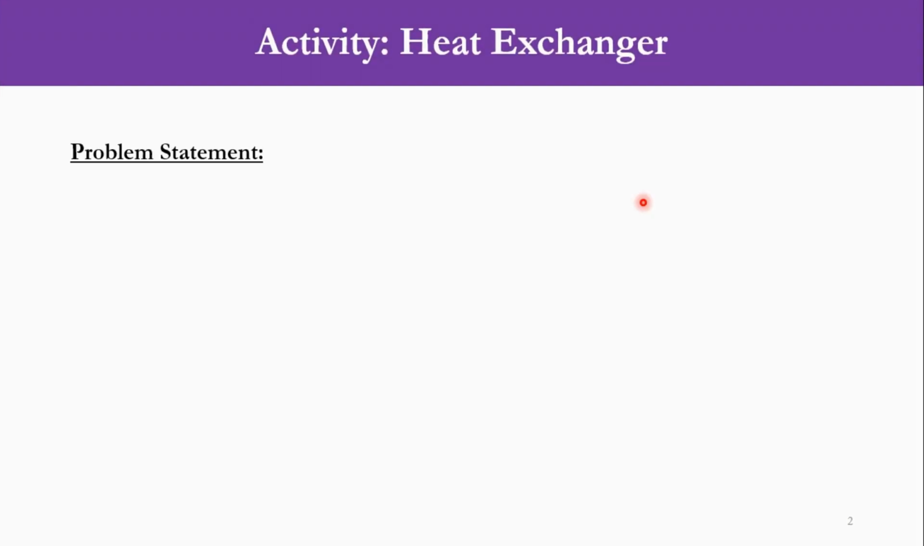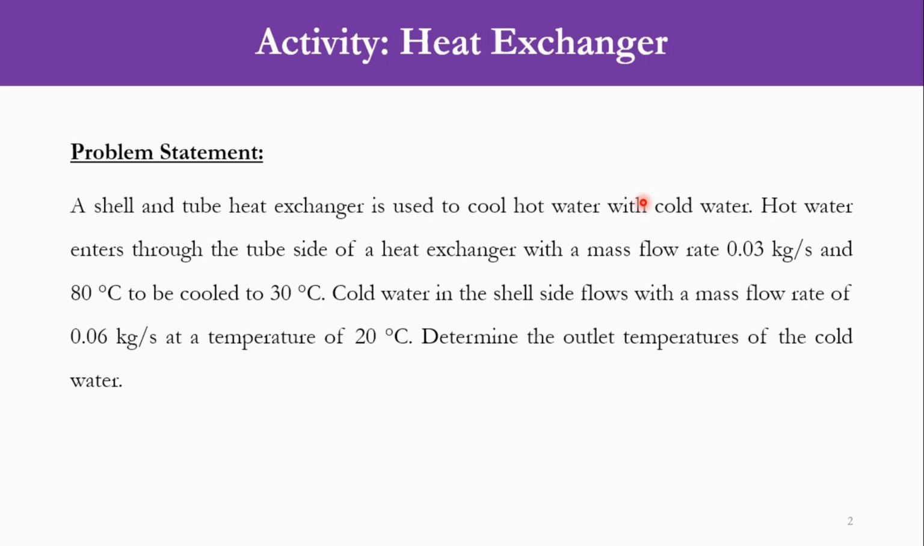So the problem statement is that a shell and tube heat exchanger is used to cool hot water with cold water. Hot water enters through the tube side of the heat exchanger with a mass flow rate of 0.03 kg per second and at a temperature of 80 degrees centigrade, and it needs to be cooled to 30 degrees centigrade. Cold water enters the shell side with a mass flow rate of 0.06 kg per second with an initial temperature of 20 degrees centigrade. We will assume atmospheric pressure throughout the system.